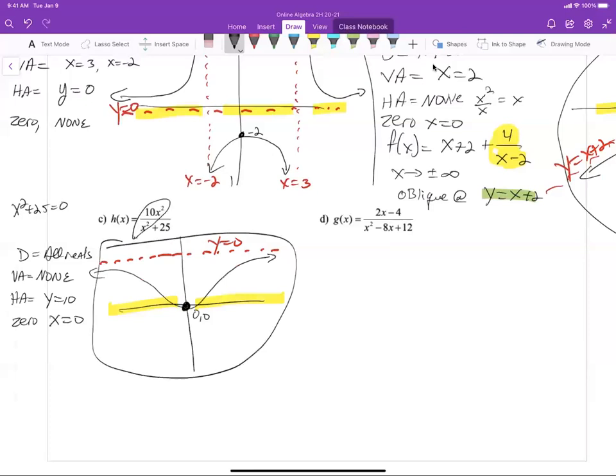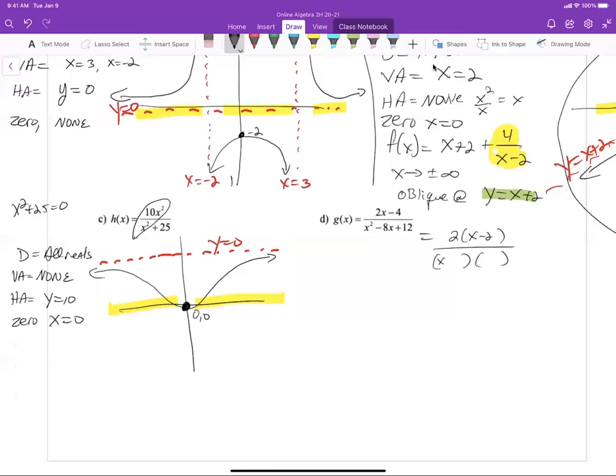Okay. Next, this is a good one. So let's simplify that. I'm going to factor out a 2. X minus 2 over the bottom becomes X minus 2, X minus 6. X minus 2 cancels. So G of X will simplify into 2 over X minus 6.